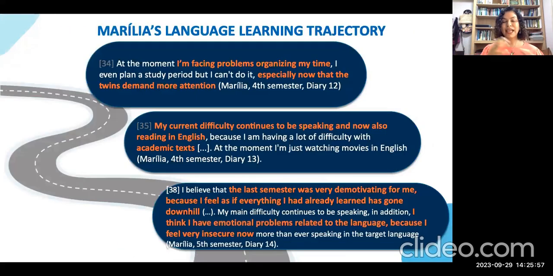But later on, in her second year, something very important happens in Marília's life. And at that period, we notice more stability in her autonomy trajectory. She mentions, "At the moment, I'm facing problems organizing my time. I even plan a study period, but I can't do it, especially now that the twins demand more attention." So in this excerpt, we observe her identity as a mother impacting her autonomy in language learning.